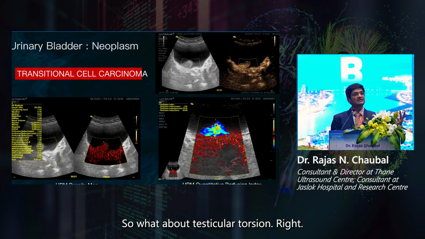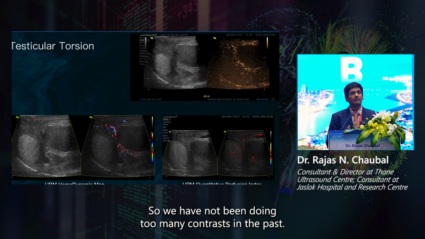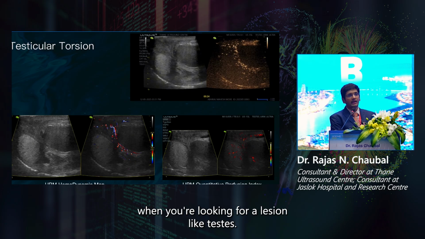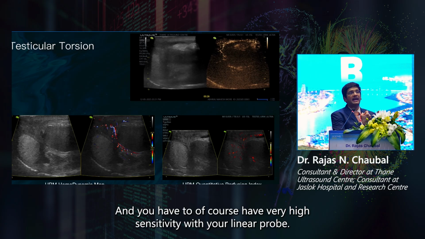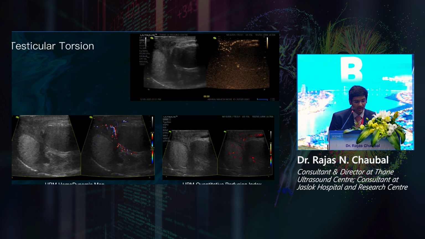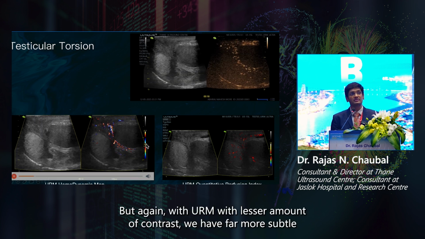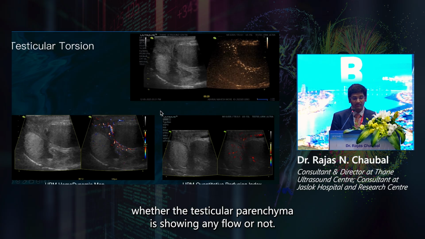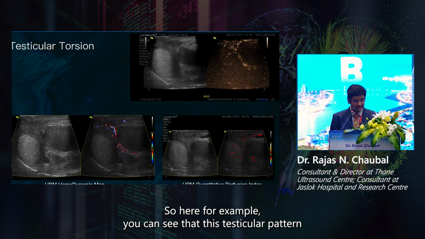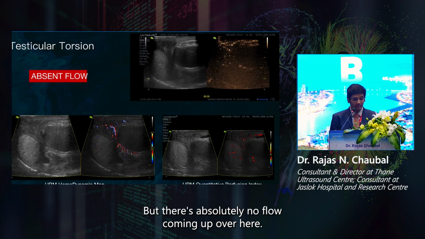So what about testicular torsion, right? So we have not been doing too many contrasts in the past. The reason being that you need a lot of contrast when you're looking for a lesion like testes, and you have to, of course, have very high sensitivity with your linear probe. But again, with URM, with lesser amount of contrast, we are far more certain whether the testicular parenchyma is showing any flow or no. So here, for example, you can see that this testicular parenchyma is showing minimal flow, but there's absolutely no flow coming up over here.